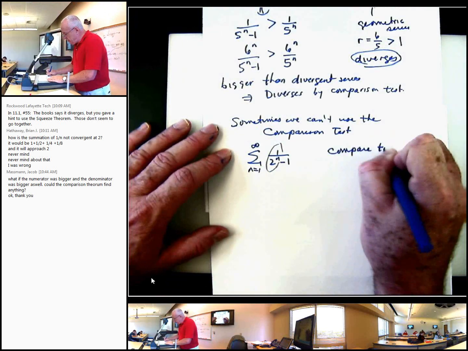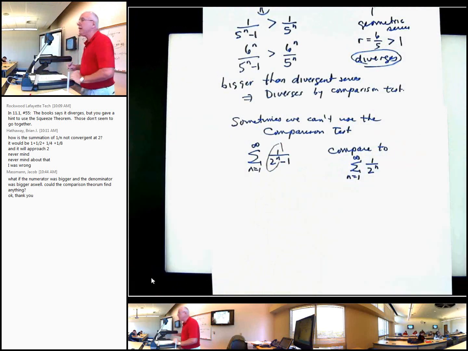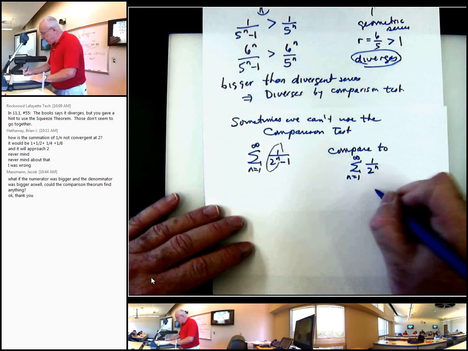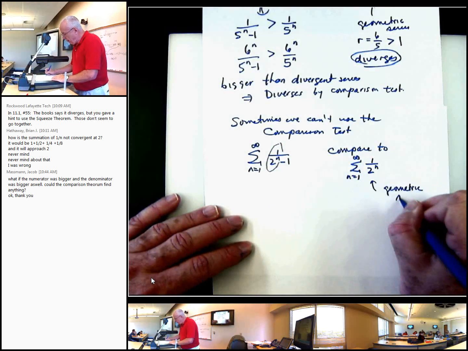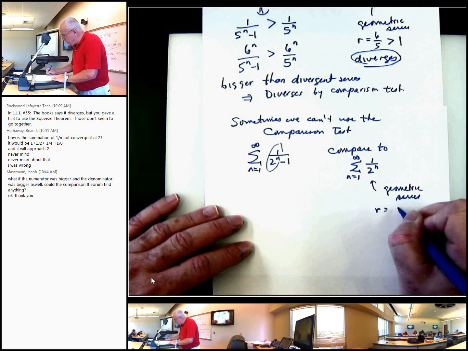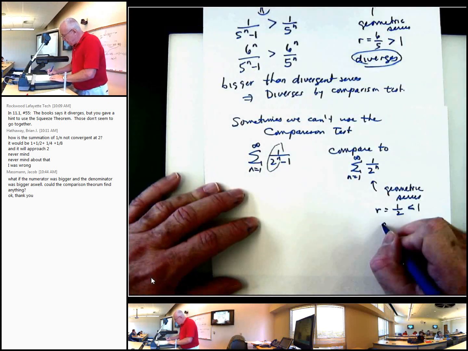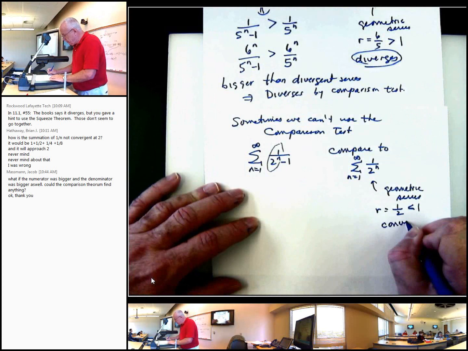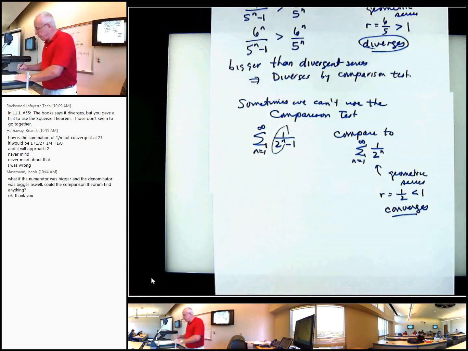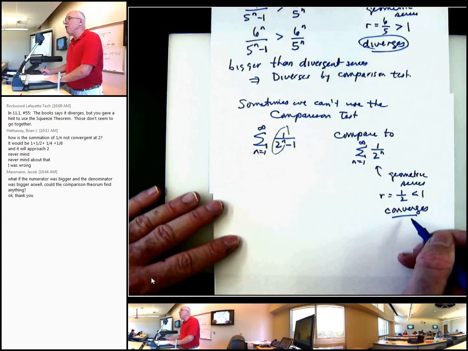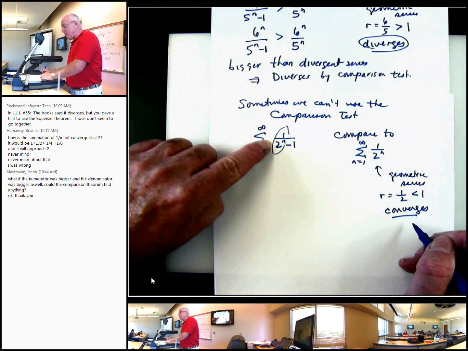So we're going to compare it to the summation, n equals 1 to infinity, of 1 over 2 to the n. And of course, this is a geometric series. Our common ratio is 1/2. Therefore, it's less than 1. Therefore, it converges. But then we run into trouble here. Since this converges, we want this one to be less than it in order to use the comparison test.